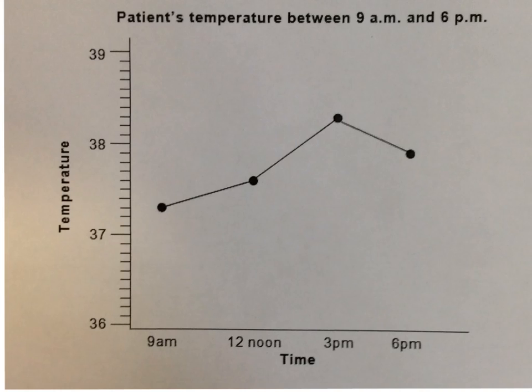This is an example of a line graph. The main point to remember about line graphs is that they show a trend. In this particular example, it's a trend of patient's temperature between 9 AM and 6 PM.